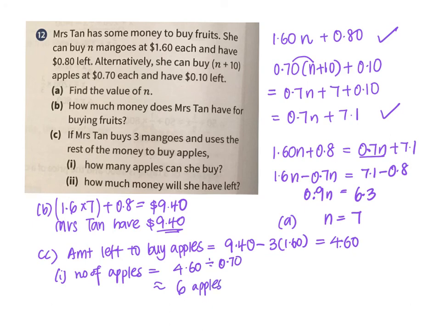Okay, and if I want to count the amount of money left, I will take 4.60 minus away the price for 6 apples. So 4.60 minus away 70 cents times 6, and that gives me 40 cents. Have you gotten the answer?